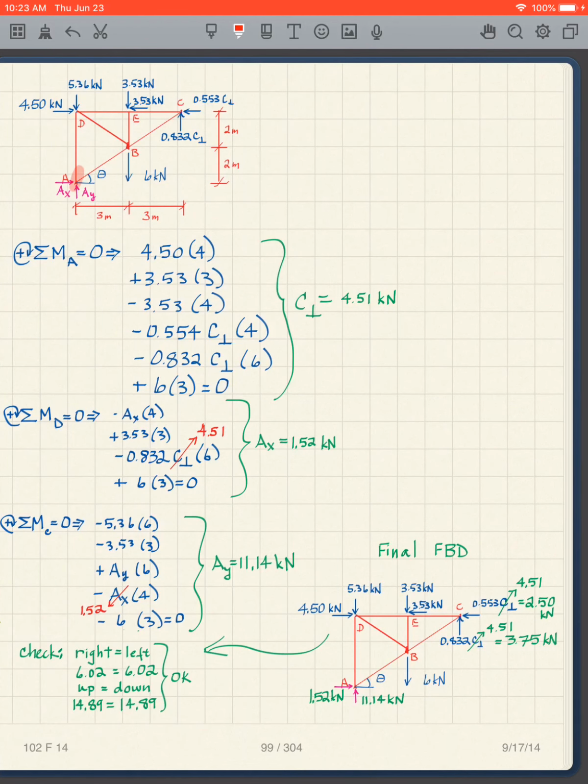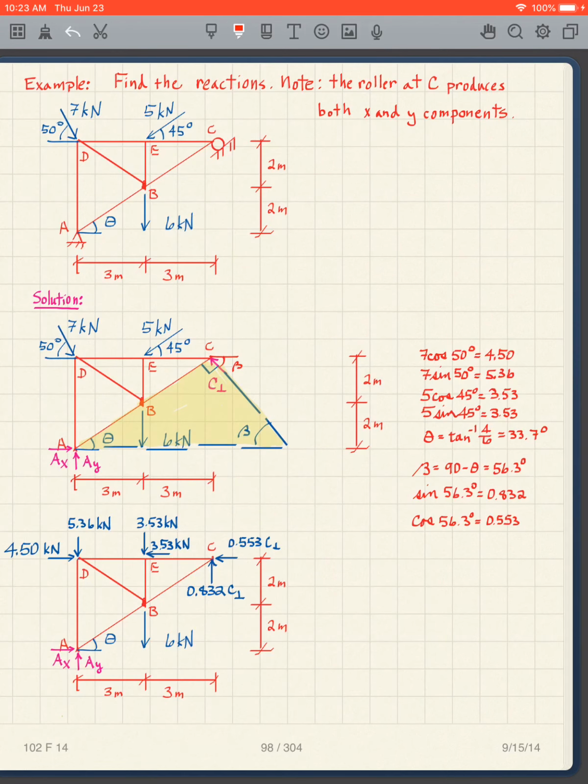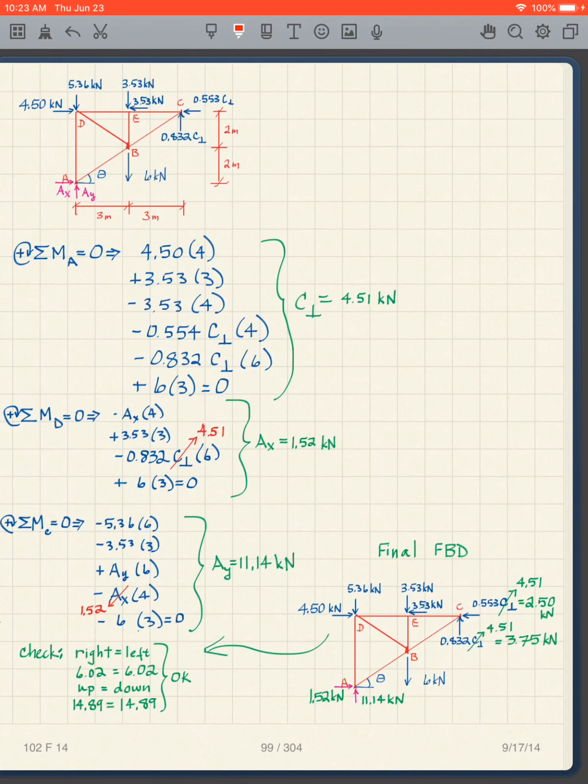So I'm taking moments about this point. Now I have all these forces here, so what do I have? I've got 4.5 times 4. This one goes straight through, so I don't have to consider it. I've got 3.53 times 3. 3.53 times 4.